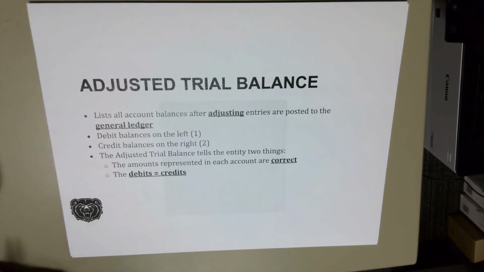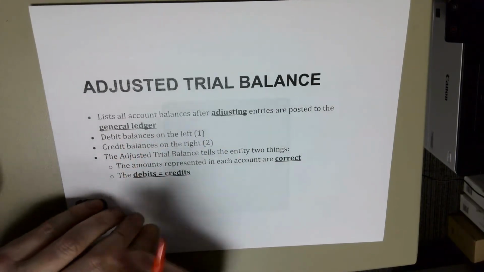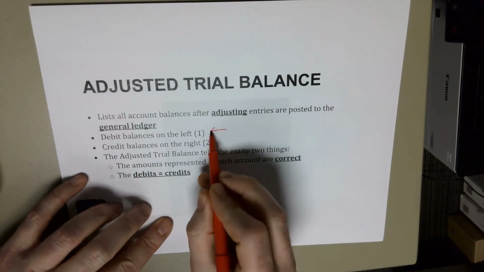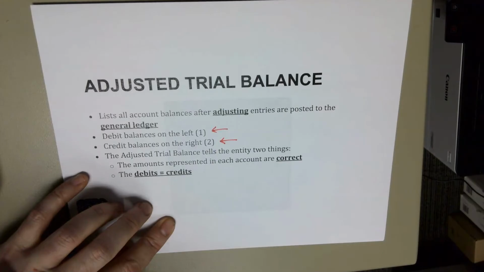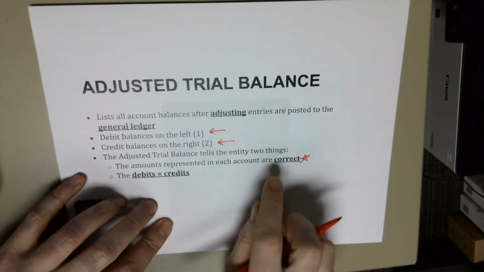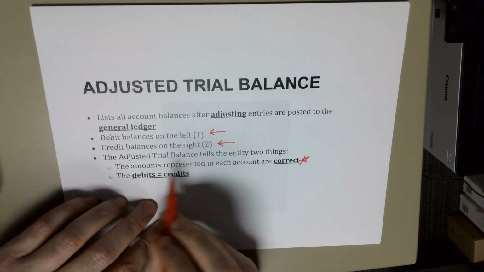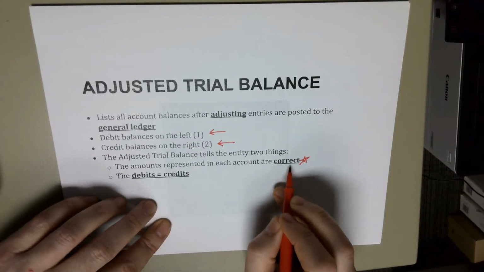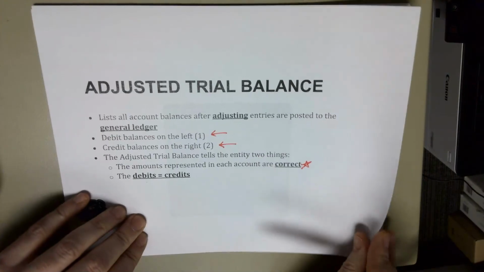However, the adjusted trial balance we prepare after we've made all of these adjusting journal entries. After all of your adjusting entries are posted to your general ledger, we have debit balances on the left, credit balances on the right, and it does tell us two things. It does tell us now that they're correct. This is the important distinction between an adjusted trial balance and your original trial balance. Your adjusted trial balance tells you that your balances are correct, that there are not any real errors in it right now. And it also continues to tell you that your debits equal your credits.